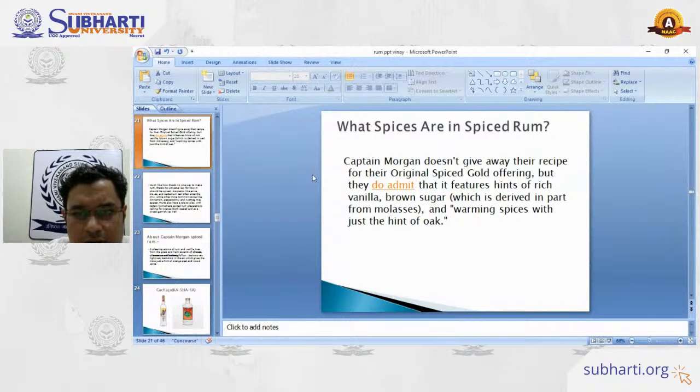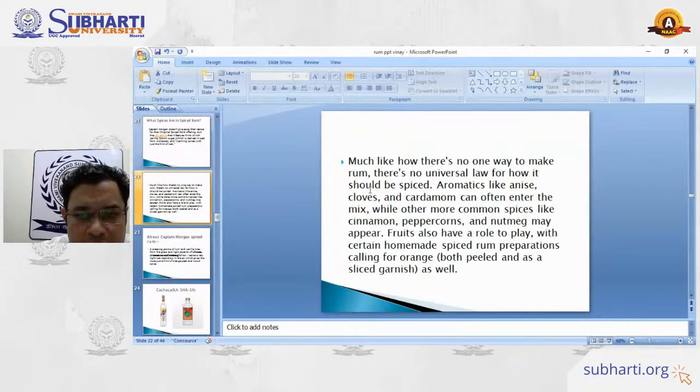Next, what are the spices that are added in the rum? For example, the famous one is Captain Morgan Spiced Rum. But as such, there's a hint of vanilla or some brown sugar, which is part of molasses, or some warming spices. Much like how there is no one way to make the rum, there's no universal law for how to add the spices.